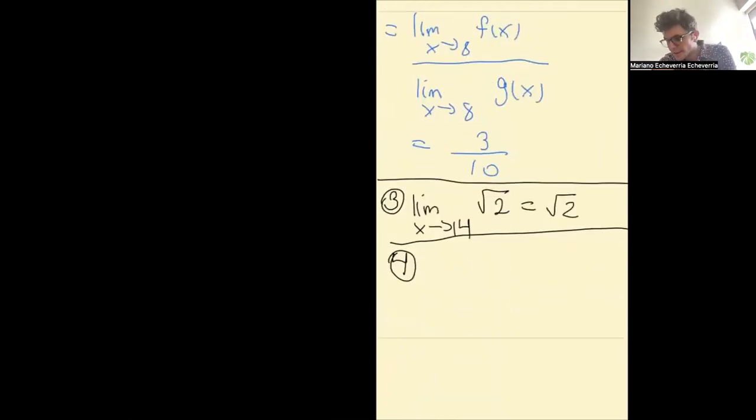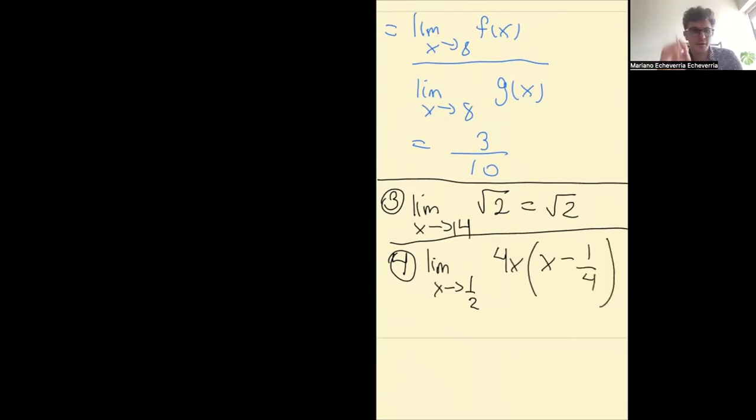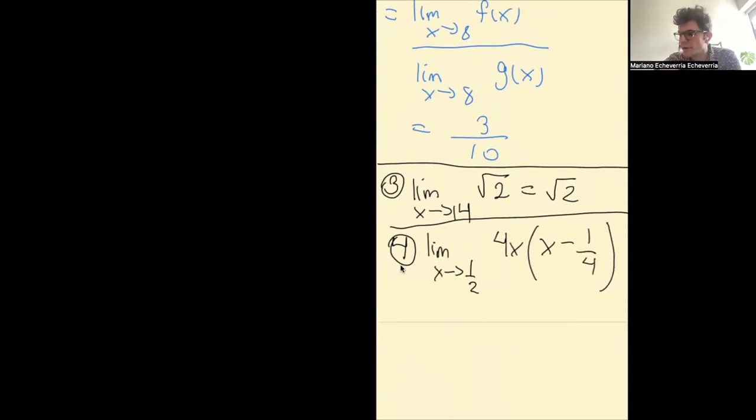to find the limit as x approaches 1/2 of 4x times x minus 1/4. There are different ways to do this. It's one of these questions where you can just give an answer in a single line, but I'll try to break it into steps that exploit more of these properties of limits.